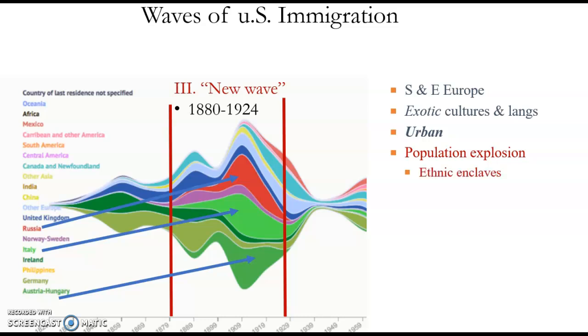And during this time is when a lot of our ethnic enclaves were established. Many of these ethnic enclaves persist today in Little Italies, in some Polish or Slavic communities that still exist in a lot of our port cities.